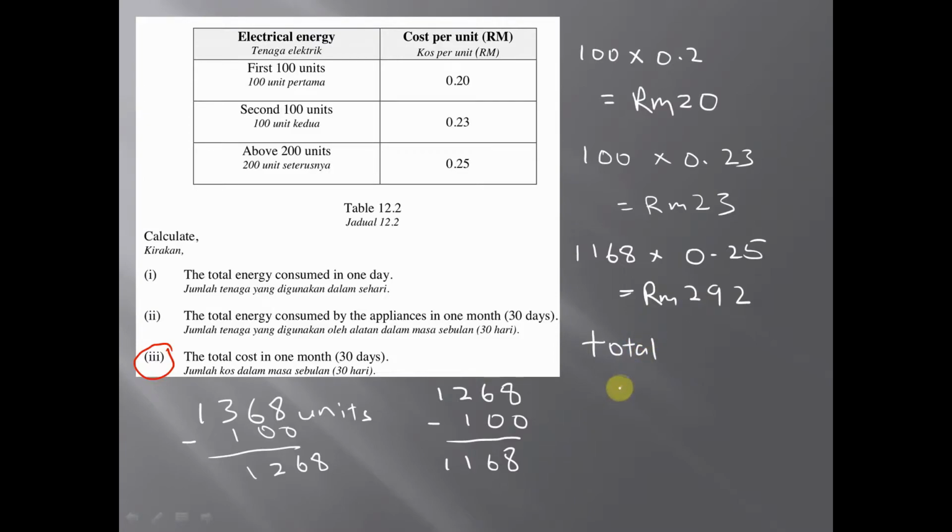So the total is going to be 20 ringgit plus 23 ringgit plus 292 ringgit. So it is kind of expensive, as you can see here, just 3 appliances only. Jumlah bayaran adalah 335 ringgit. Understand? So this is how we calculate the cost of usage in your house.